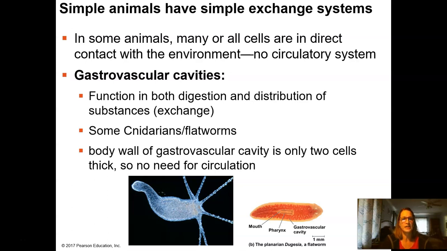Some species that have gastrovascular cavities are cnidarians, and that would include jellyfish, sea anemones, and this hydra. We saw the hydra consuming a daphnia in the last chapter. And then flatworms like this, and lots of other invertebrates as well.